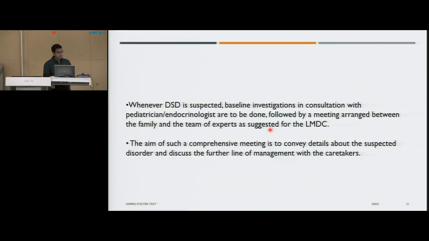So when DSD is suspected, it should be a multidisciplinary approach involving the pediatric surgeons, pediatrician or pediatric endocrinologist, at least at the level of the local multidisciplinary committee. The aim of such a comprehensive meeting is to convey details about the suspected disorder and discuss the further line of management with the caretakers.